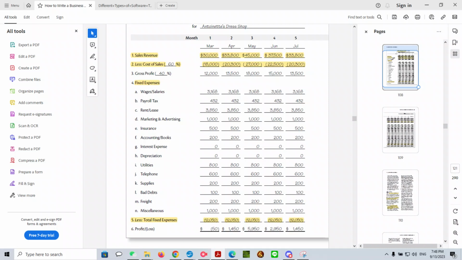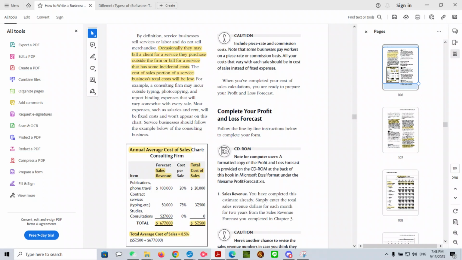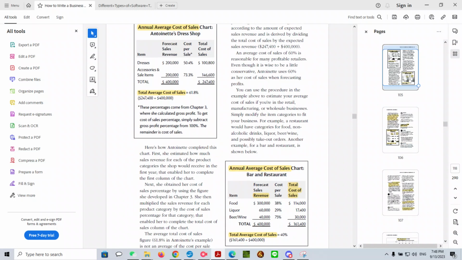Once you get that number, remember that you need to add up all your fixed expenses. And then you take your gross profit and subtract your fixed expenses, and that will give you a profit or loss. Remember that. Okay? That's part of your profit and loss forecast. This is quite easy, but it is what it is.